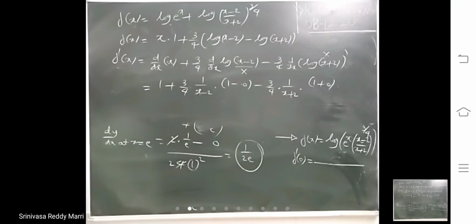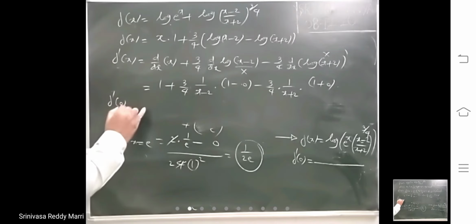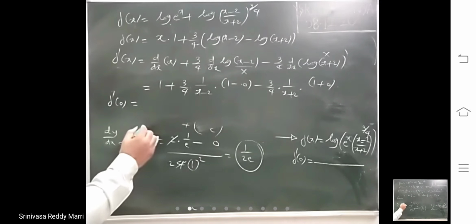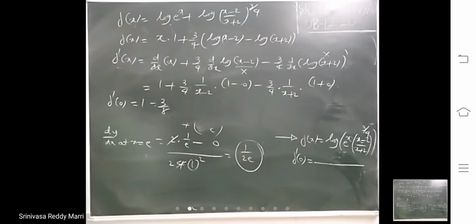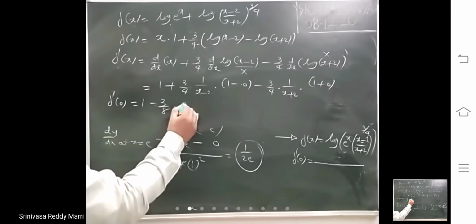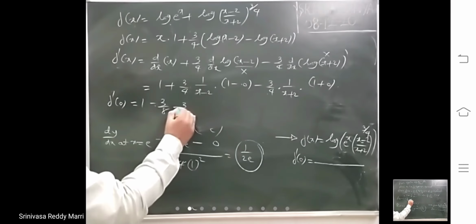Now you got f dash, so f dash 0 is nothing but substituting 0. If you substitute 0, this is nothing but 1 by 3 by 4 into minus 2. So minus 3 by 8, 4 into 2. That means 1 minus 6 divided by 8. 2 3s, 2 4s. That means the answer is 1 by 4.